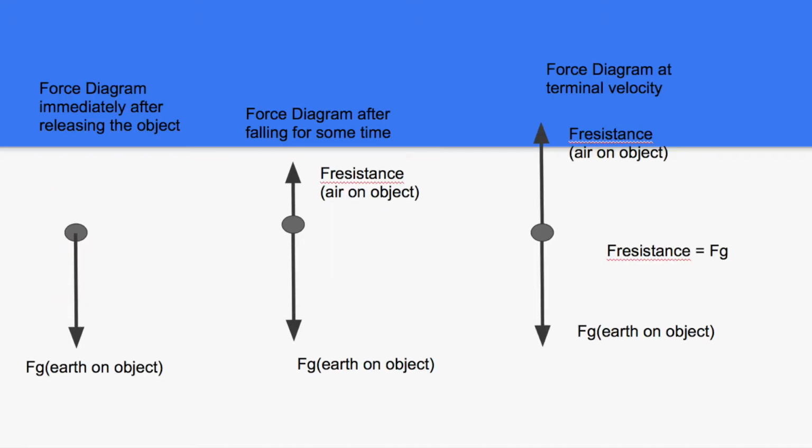The three force diagrams show the object immediately after it is released, the object after it's been falling for some time, and the object at terminal velocity. So for all three diagrams, the force of gravity is the same, but the force of air resistance grows until the force of air resistance equals the force of gravity, with no acceleration at terminal velocity.